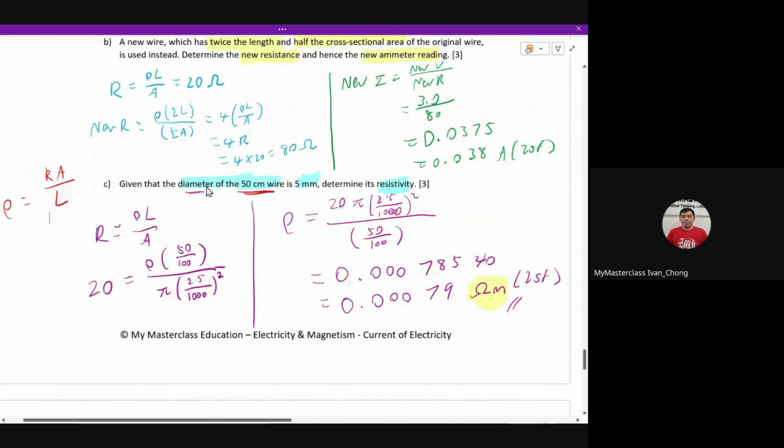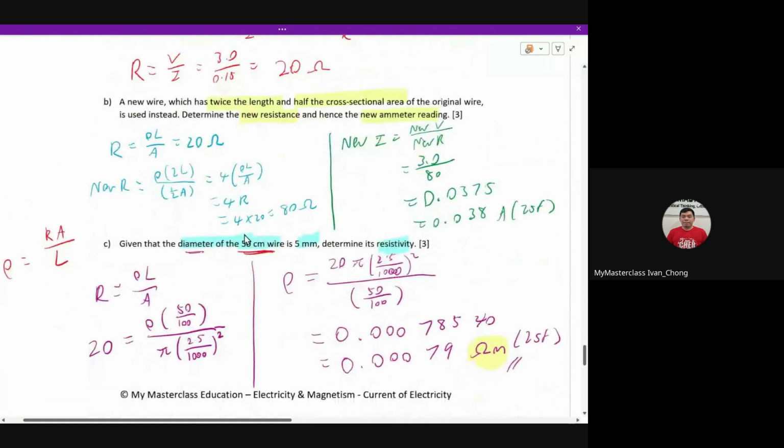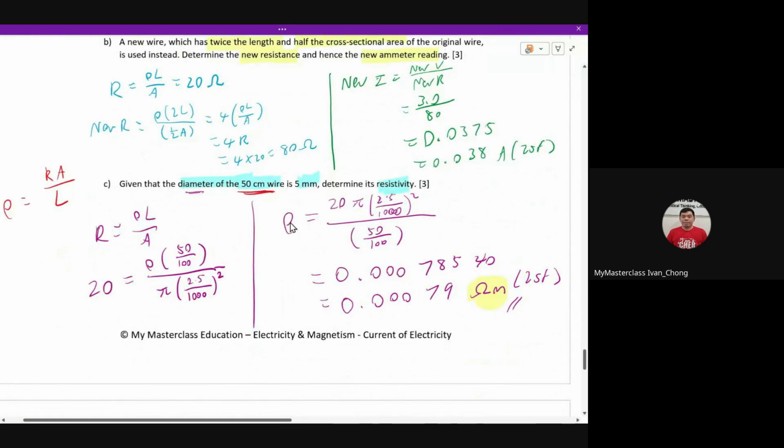So just take note, this part is a little less common. The more common one would be the one on top. But if they do test this, you need to make sure that you know how to find it as well. Most of the time, they'll actually give you the units for resistivity, probably somewhere in the table or something like that.